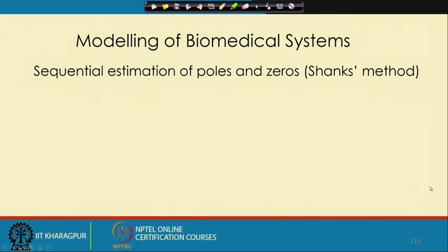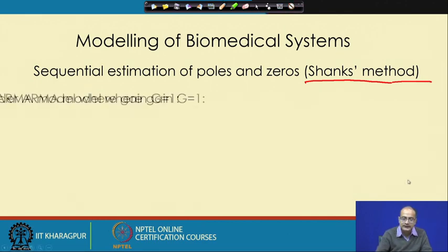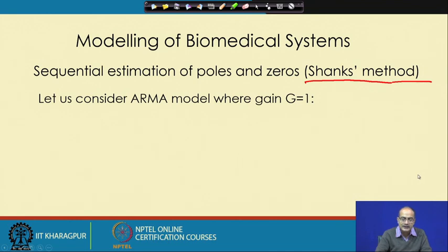For that we take one technique proposed by a scientist named Shanks. So, it is known as Shanks method. Okay. So, let us look at what the Shanks proposal is.